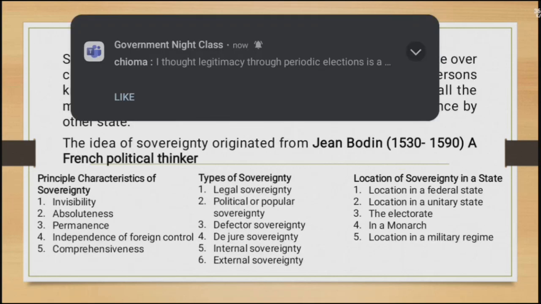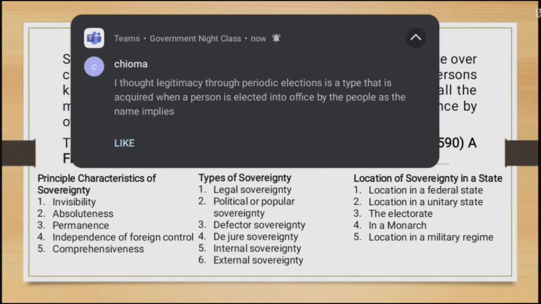So we just have to okay. I thought legitimacy through periodic election is acquired when a person is elected into office by the people, as the name implies.